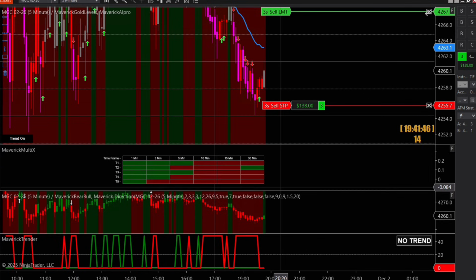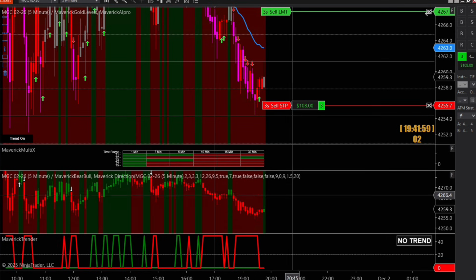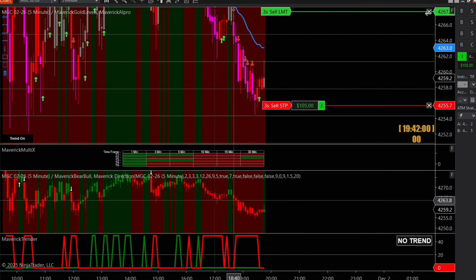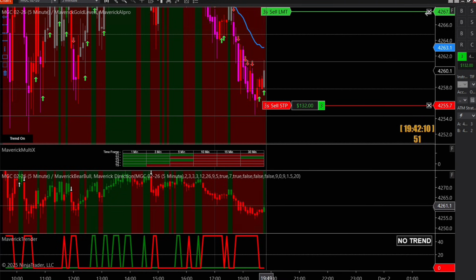Our bear bull, look at this. So 5 traders are voting bullish on the 1 minute, almost all bullish on the 3 minute, and they're starting to turn on the 5 minute. If you look here, your bear bull indicator right here is starting to turn green. It's starting to tell you, hey, the bulls are starting to be in charge here. The bulls are taking over.